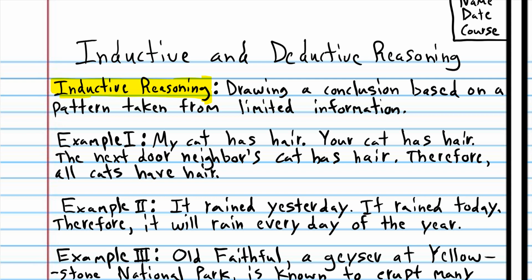So our conclusion in this example, you probably noticed if you've seen a hairless cat, was actually wrong, but it's still inductive reasoning. It's still logical to conclude that, even though our conclusion was wrong in this case. Because, again, inductive reasoning uses limited information.